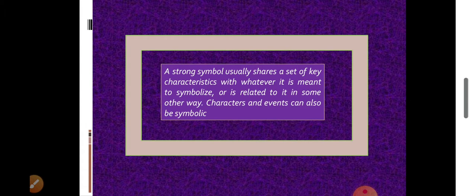A strong symbol usually shares a set of key characteristics. So the target object and the principal object have a set of characteristics in common, which they are meant to symbolize or is related to it in some other way. Characters and events can also be symbolic.